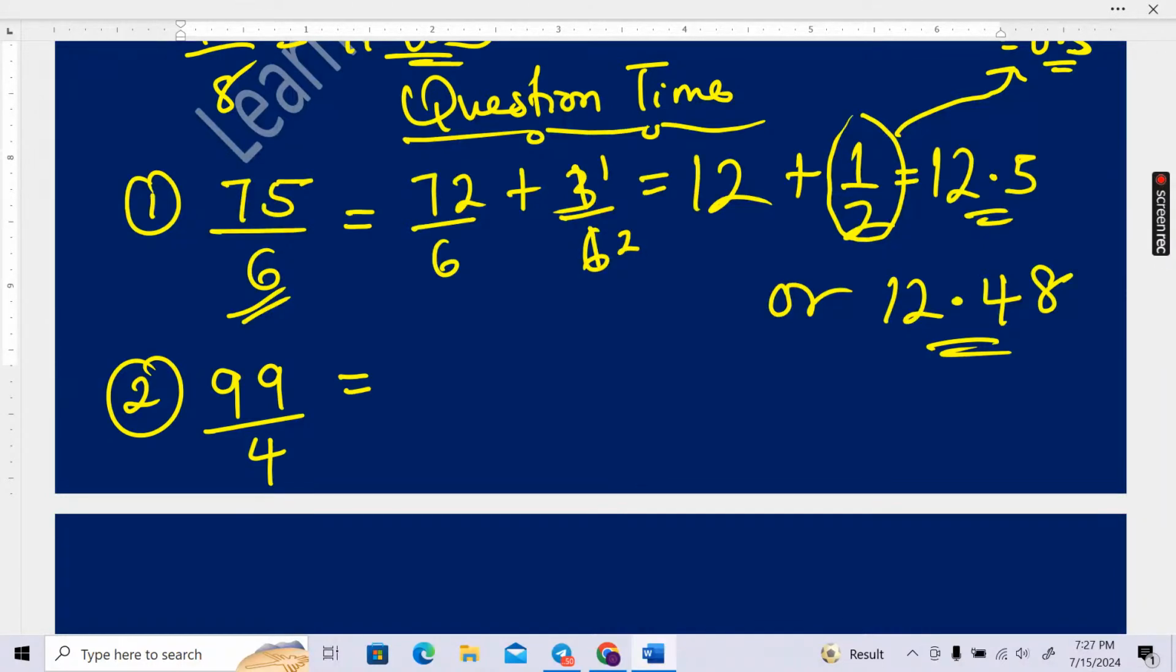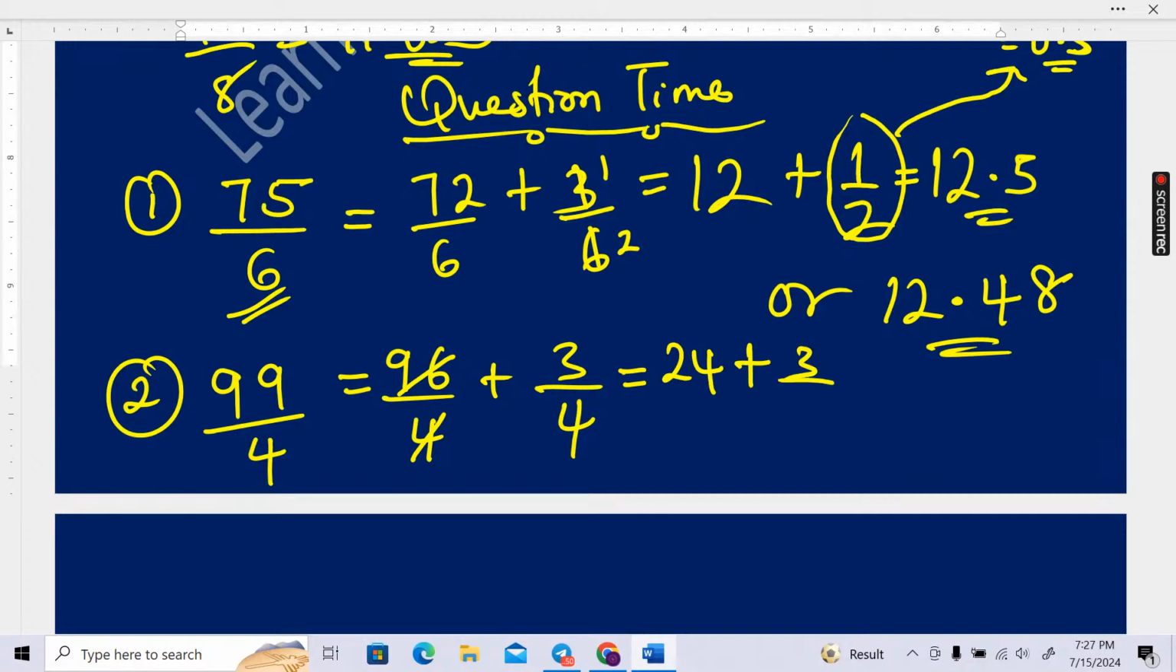The multiple of 4 before 99 is 96. So that's 96 over 4 plus 3 over 4, because 96 plus 3 will be 99. So 96 divided by 4 will give us 24 plus 3 over 4.